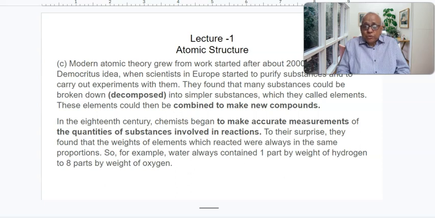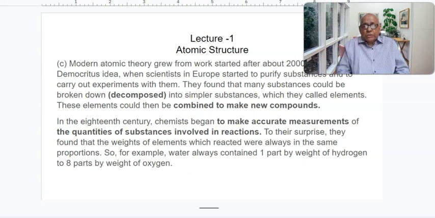After about 2,000 years, European scientists purified substances, and they found substances could be broken into smaller substances, which they called decomposed, and those small substances are elements. We know now there are about 118 elements. Elements combine together to form new compounds.